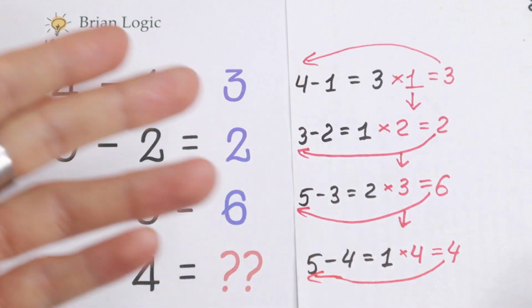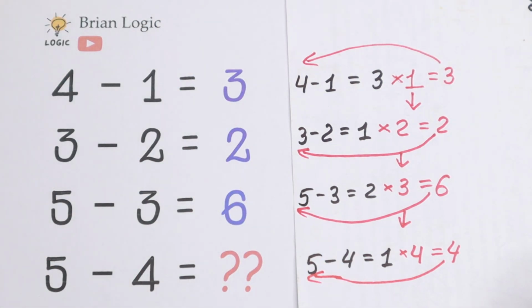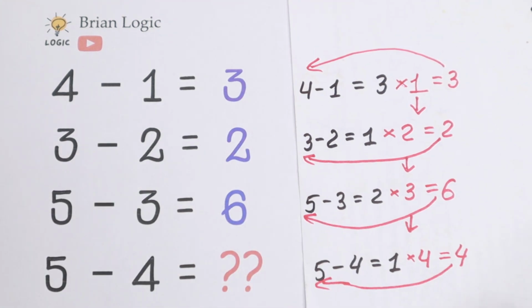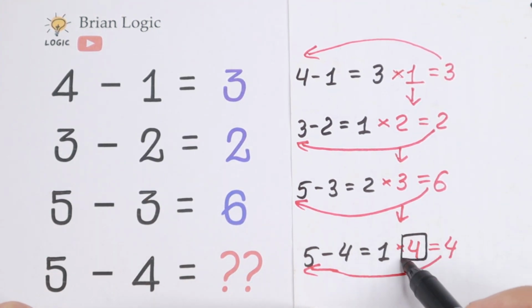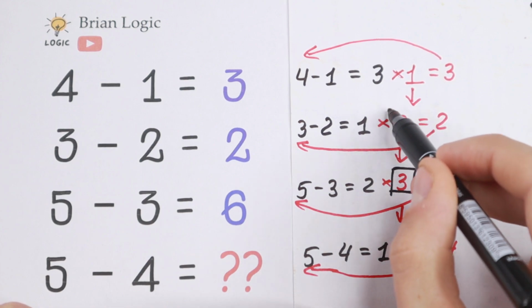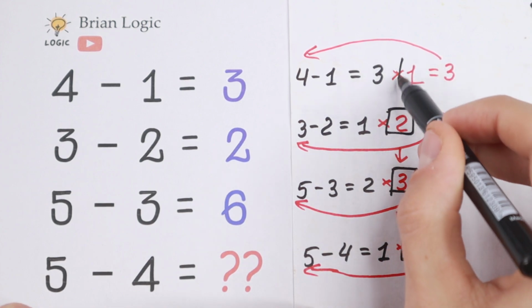So I saw this pattern. Maybe there is another pattern, so write your suggestion in comment and maybe you will see another pattern between all of these rows. But I saw this one, so this is a natural order, 4, 3, 2 and 1, and we multiply it.